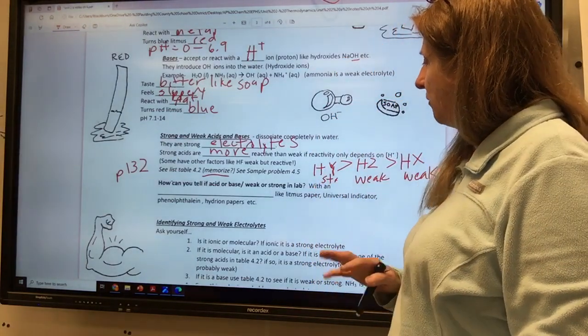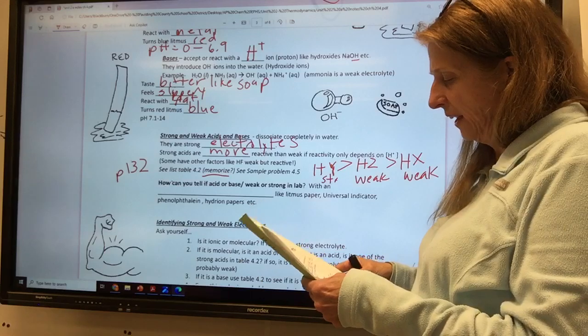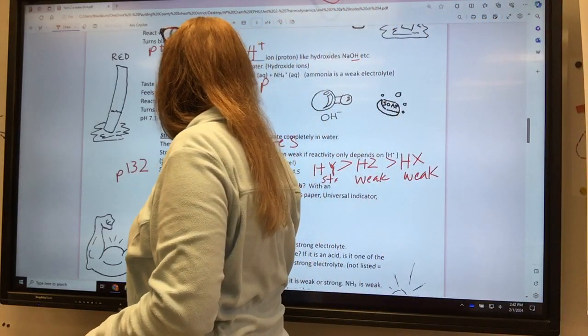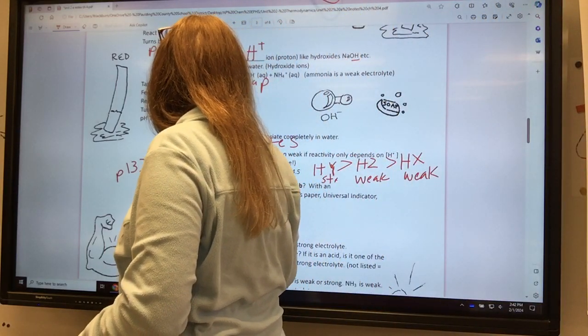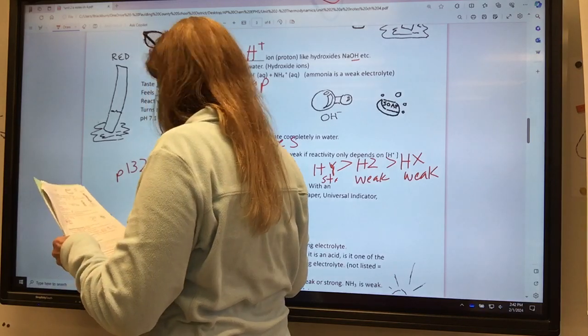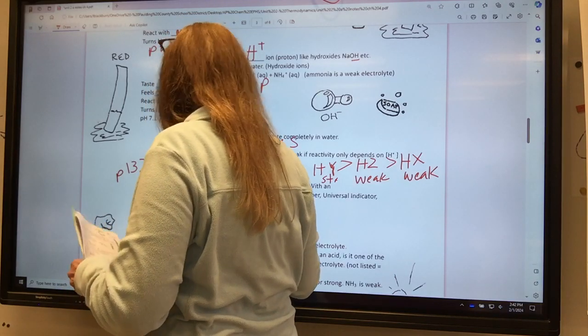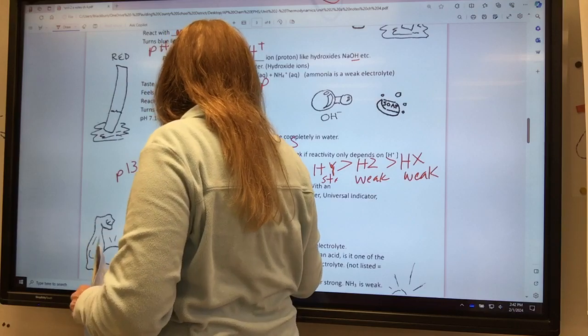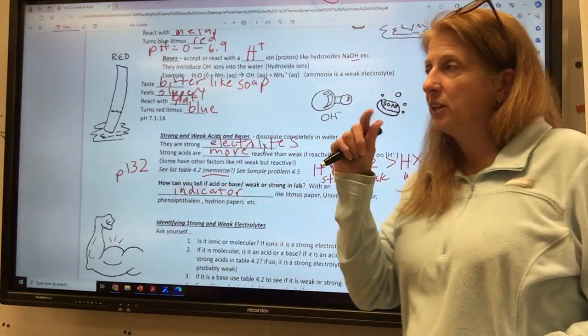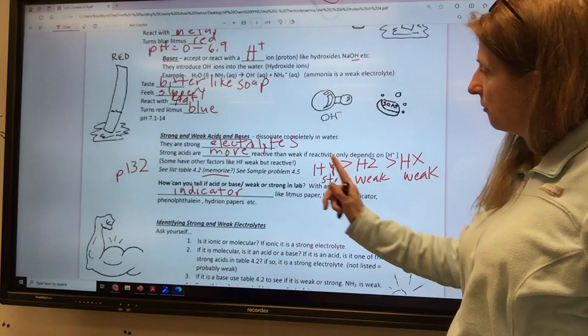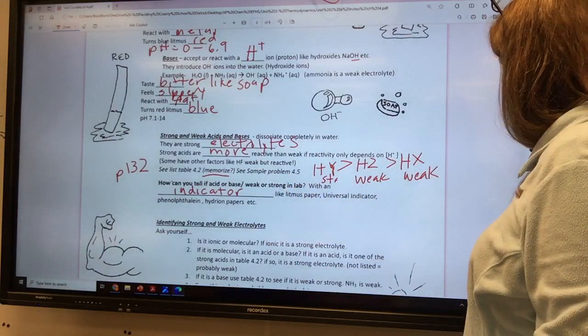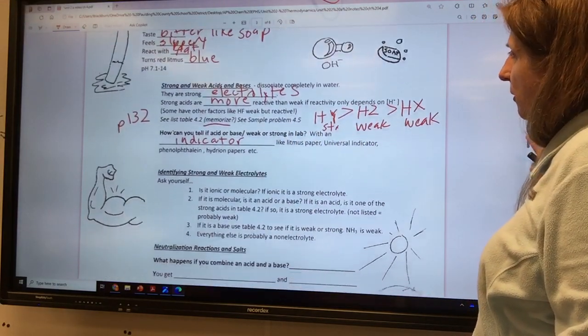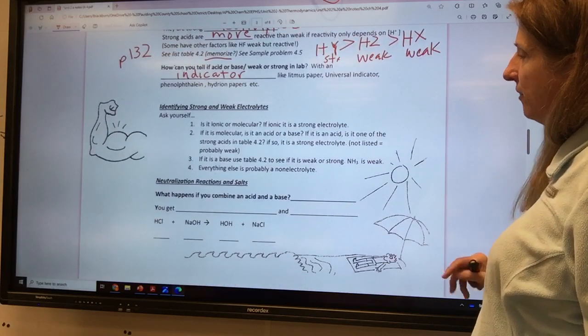Okay, so how can you tell if an acid or base is weak or strong in the lab with an indicator? Like that cabbage juice or litmus paper. Well, not litmus paper. It's just going to say acid or base. But universal indicator. You can also do it with a pH meter. So universal indicator, phenolphthalein, and hydrion papers are going to let you know about acids and bases.